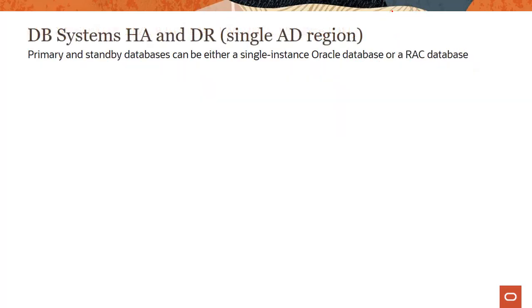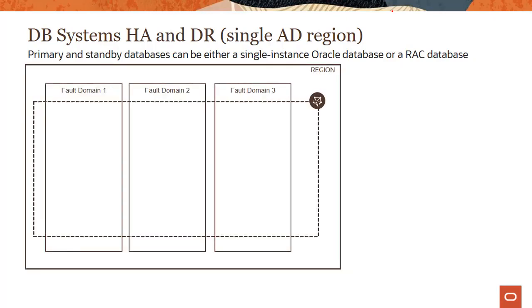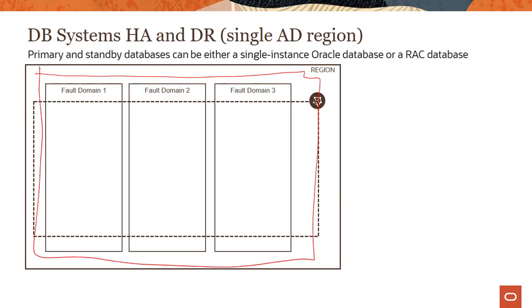Now, what happens in case of a single AD region? Everything we talked about is great. If you have a multi-AD region, fine, I understand that. What happens in a single AD region? Now, the same thing. You have a region, and we have one AD here. I'm not showing the AD boundary here, but let's say this is one AD. Within the AD, you have three fault domains, right?